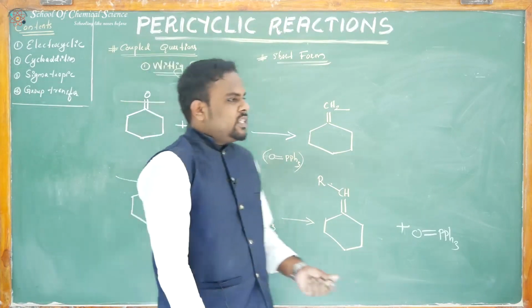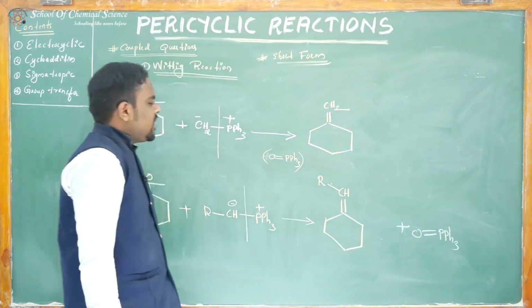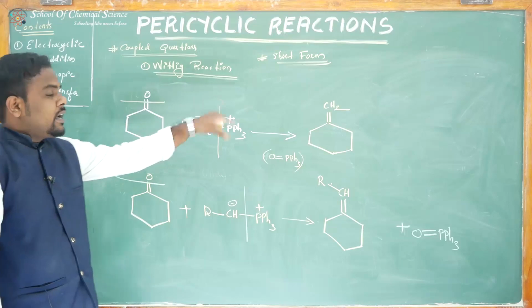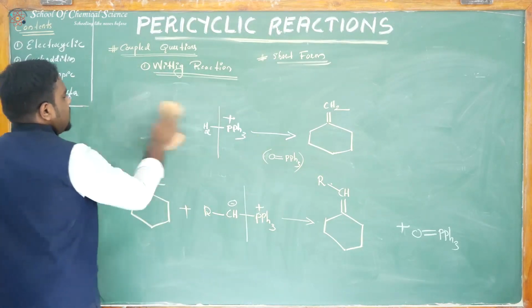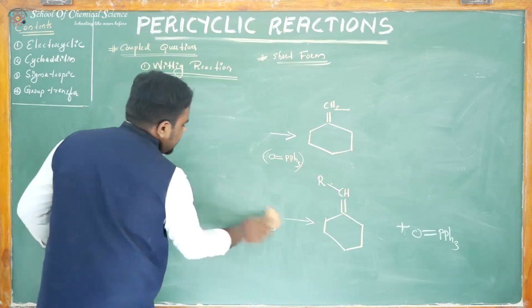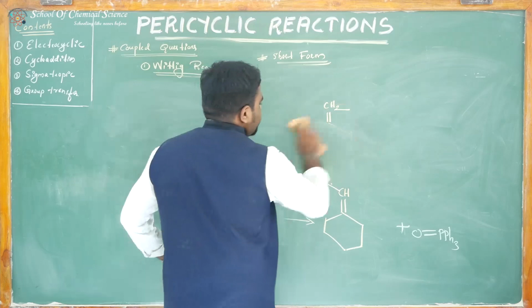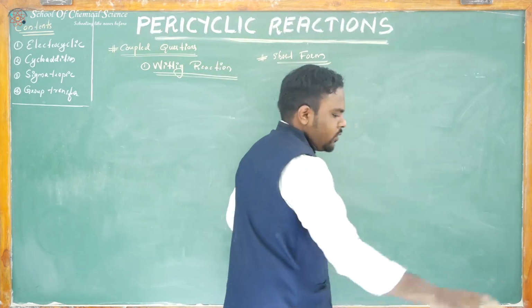So always in Wittig reaction, a carbonyl compound plus a phosphonium ylide gives a higher alkene. Detailed aspects we will study in the named reaction section. Then one more thing, write a note also.